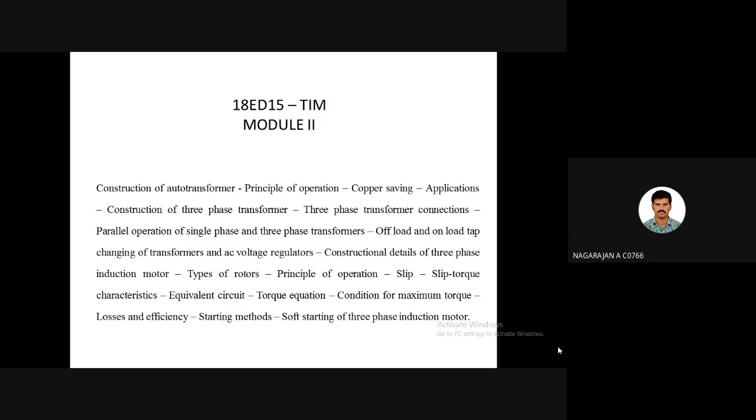And today we are going to see the tap changing transformers, which is otherwise called voltage regulators. Voltage regulators is a different part. I will tell that later in the next class. And we are going to solve some problems today based on parallel operation and equivalent circuit of a transformer. Okay.